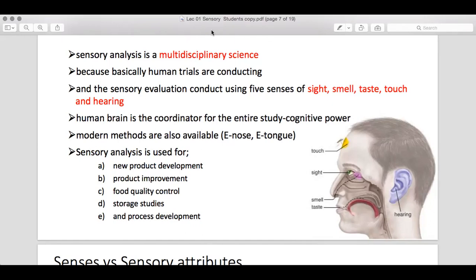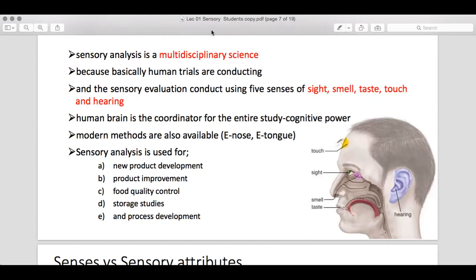And human to human, when we consider 10 people, their preferences are different, right? One person likes to eat sugary food, the other one likes salty, right? So this is very complex. We are using human panels for sensory analysis. So we will discuss how to manage this situation.